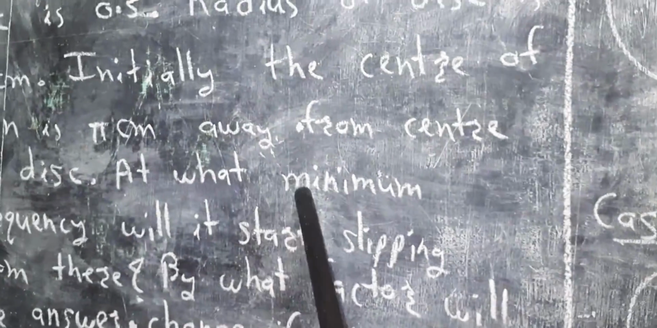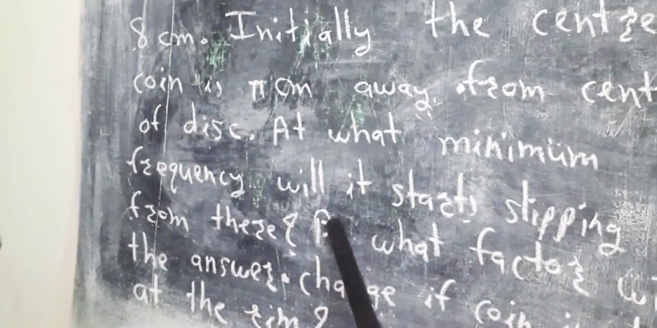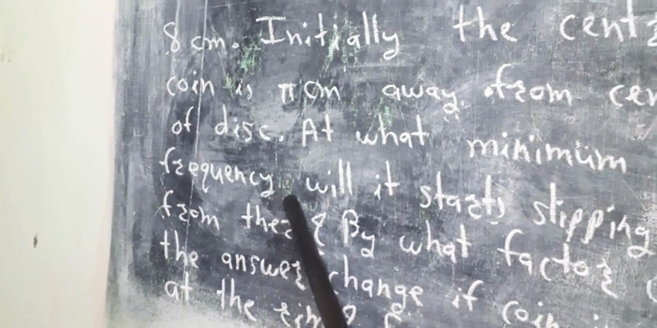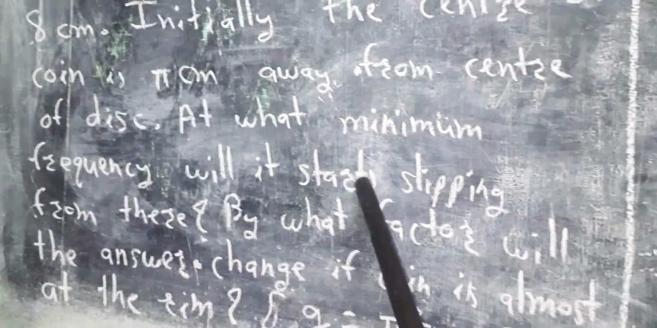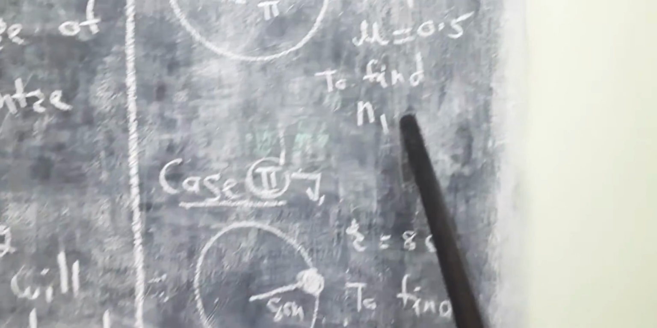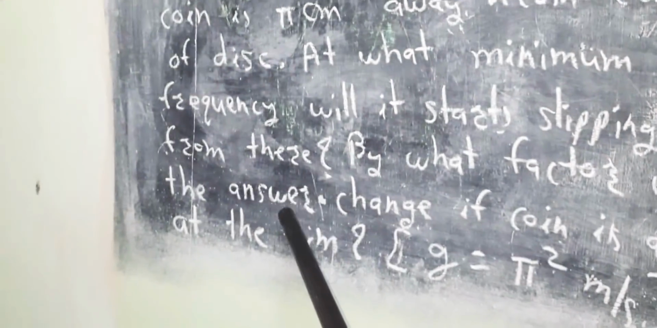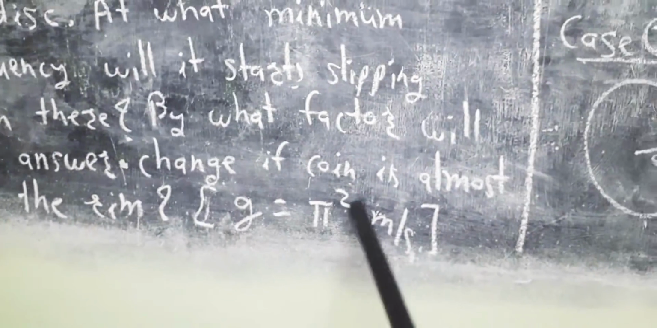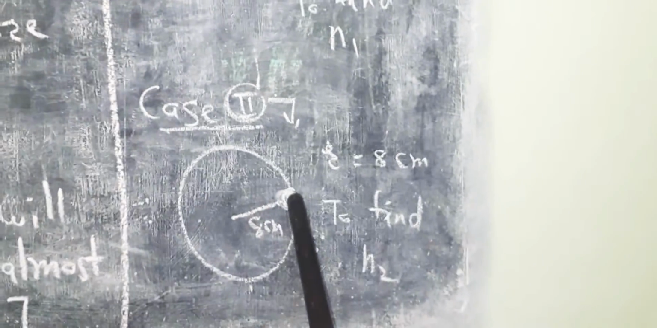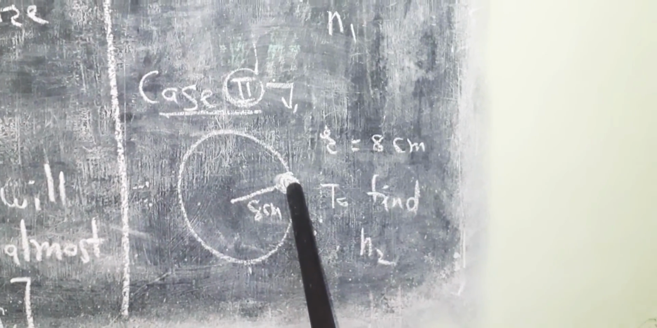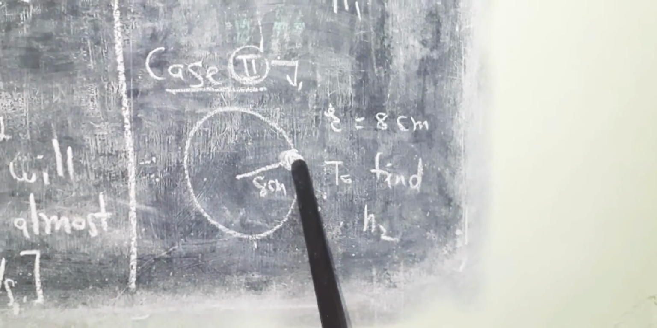We want to find out minimum frequency. At what minimum frequency will it start slipping from there? So we want to find out the value of n1. What is the second case? By what factor will the answer change if the coin is almost at the rim? That means when the coin reaches here, what is the frequency change that we want to find out?